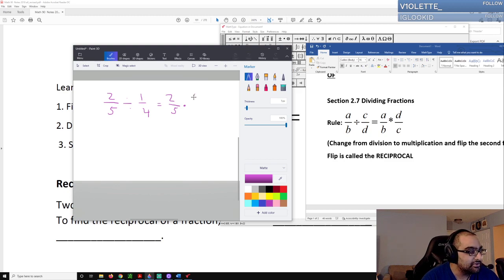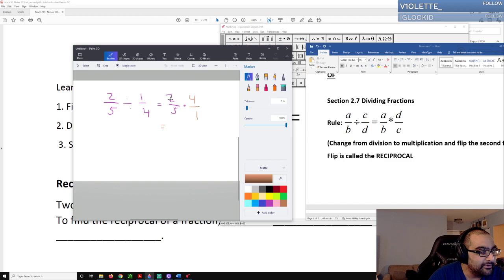So we're going to have 4 over 1. This is the reciprocal of 1/4, 4 over 1, just flipping it around. And then all we have to do after that is just multiply, doing the same things we did in the last couple sections, reducing it down if it's necessary.